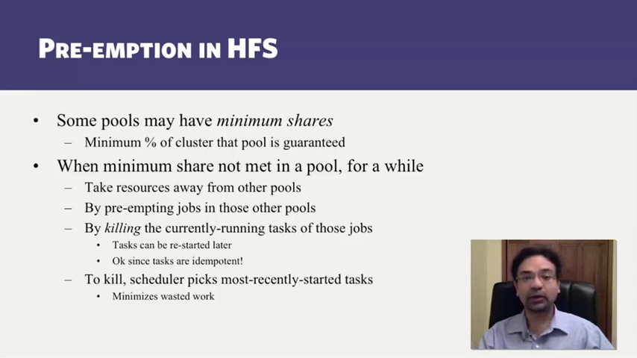It leads to some wasted work, but this wasted work can be minimized by picking as a victim to kill some tasks which were started recently. So tasks that have only started recently are picked first to be killed, and then if you need to kill more tasks, you kill tasks that started farther in the past. This again minimizes the amount of wasted work, because tasks that started recently have probably done just a little bit of work, and so killing them will minimize the amount of wasted work. But it does result in some wasted work.